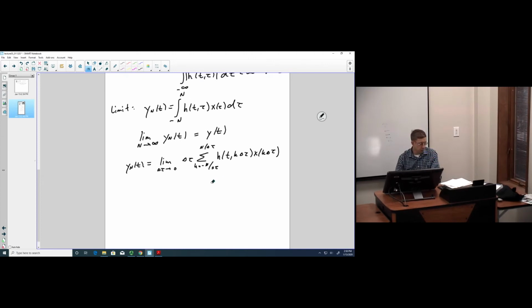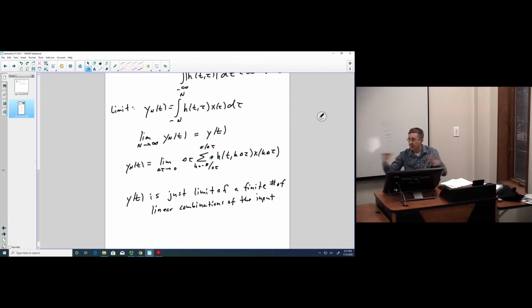The most important thing here is words. y of t is just the limit of a finite number of linear combinations of the input. And you can see that right here in this integral, right? I'm taking samples of the input, I'm weighting them by these numbers, adding it all up. That's what we call a linear combination, right? Grab all these things, multiply them by numbers, add them all up.